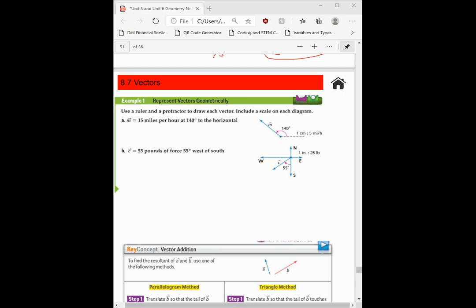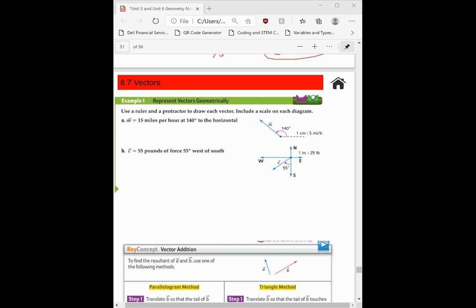Hi guys. We're going to look at notes for 8.7, which is vectors. In this problem, it says use a ruler and a protractor to draw each vector. Include a scale on each diagram. So what I did is go ahead and just copy the images from it, since most of us don't have access to a ruler or a protractor.